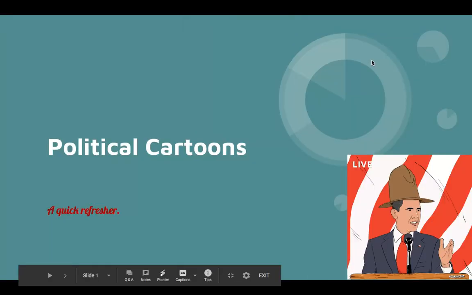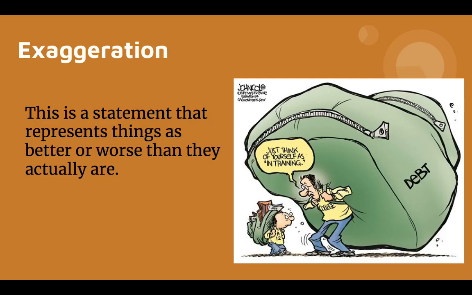So political cartoons, a quick refresher. There are 5 key components to political cartoons. The first one is exaggeration. An exaggeration is a statement that represents things as better or worse than they actually are.